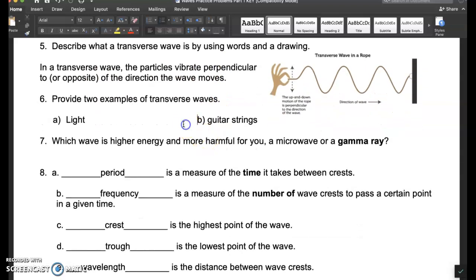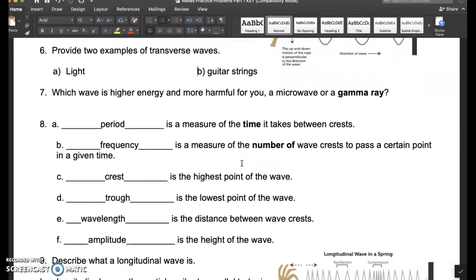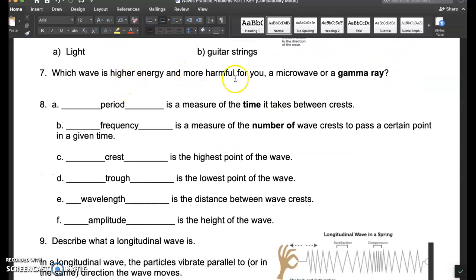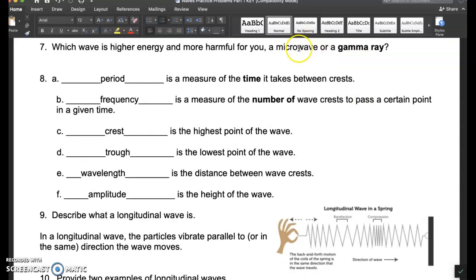Two examples of transverse wave would be light, that's a really strong example, and guitar strings. When I pluck a guitar string, it's moving up and down as the wave is moving left to right. Higher energy would be gamma ray. That's the most powerful electromagnetic wave that we got. A microwave is on that bottom end.